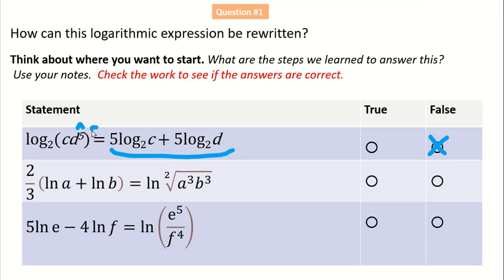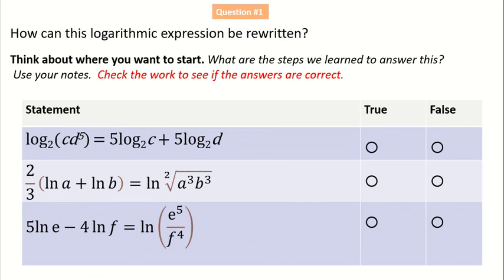Again, if it were outside and we're raising c and d to the power of 5, with the properties of logs, we could pull that 5 out here. And then we can break this apart with the properties of logarithms into addition. But we don't have that. Alright, so we're going to go on and evaluate the next one, number 2.